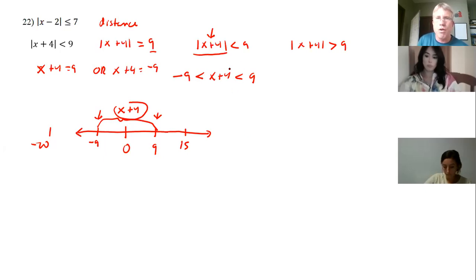Subtract 4 from all 3 locations. It has 1 part, 2 part, 3 part. I can't do the same thing to both sides because I have 3 pieces now. So do the same thing to all 3 pieces. So negative 9 minus 4 is negative 13, less than x plus 4 minus 4 is just x, and 9 minus 4 is a 5. So x will need to live between negative 13 and 5 for x plus 4 to live between negative 9 and 9.